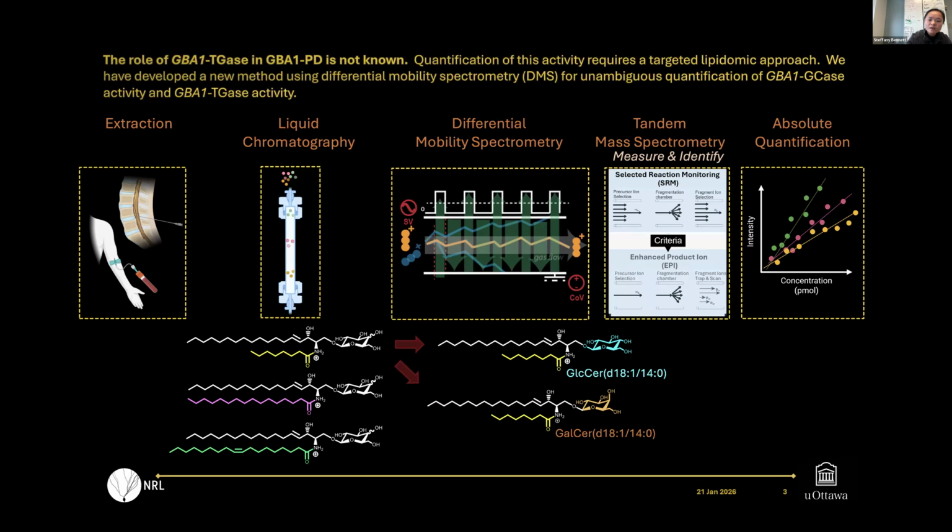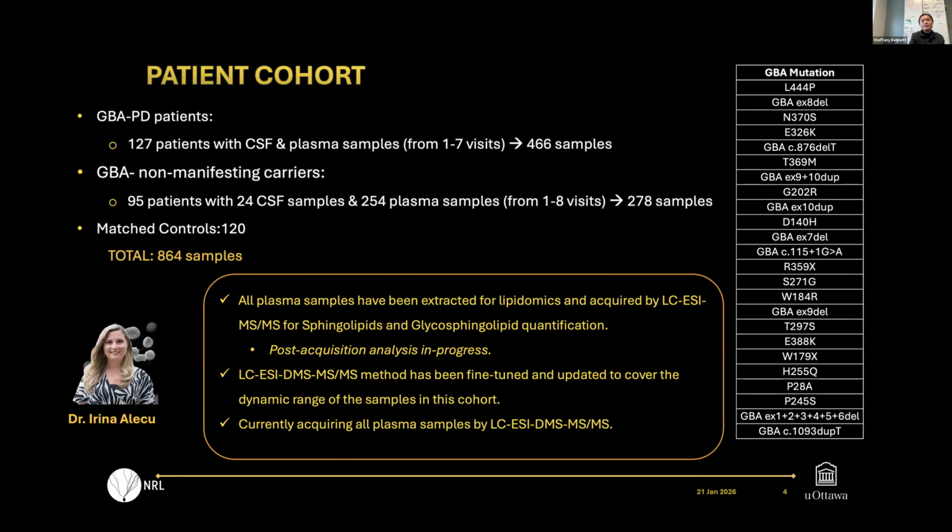Just to speak about the patient cohort that contributes to this project. We work with mainly GBA1 PD patient samples. We have 127 patients from whom we receive CSF and plasma samples. For many of these patients, we receive plasma and CSF samples from 1 to 7 visits. This contributes to a total of 466 samples from only the patients with GBA1 PD condition.